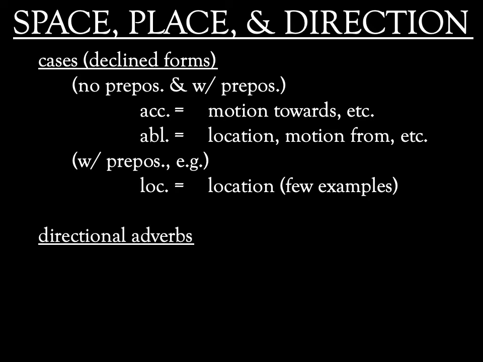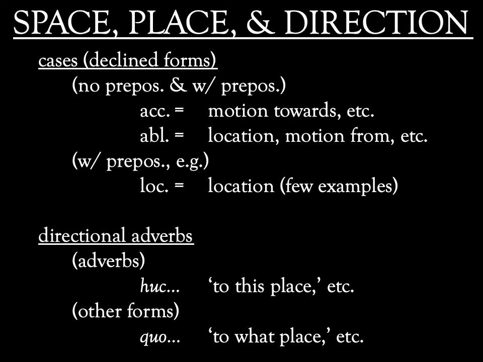Cases that describe place or direction include accusative for motion towards, ablative for motion from, and locative for location at. Accusative and ablative appear both with and without prepositions, while locative is always without preposition, and in the classical language, appearing only in a few fixed examples.